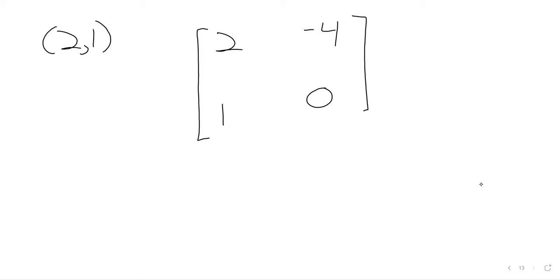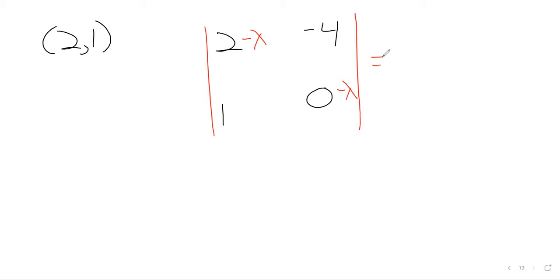And I don't know the eigenvalues offhand, so we'll put the minus lambdas on the diagonal, and we'll take the determinant, and we'll see what happens. Lambda squared minus 2 lambda minus -4, so +4. Let's see, does this factor, or are we just gonna have to hit it with the quadratic formula? I want to say this doesn't factor.